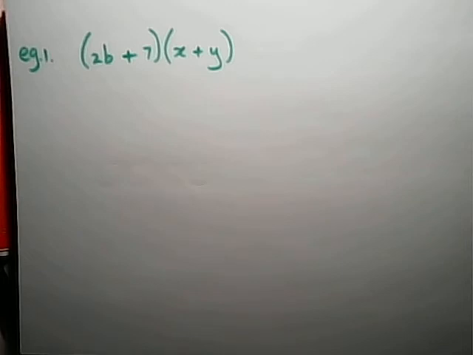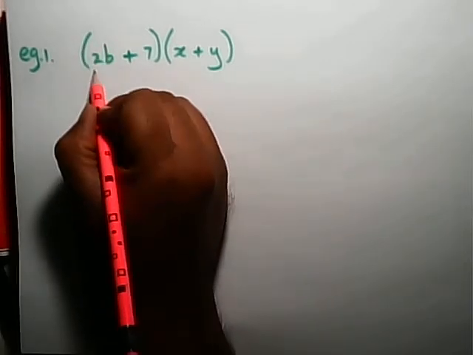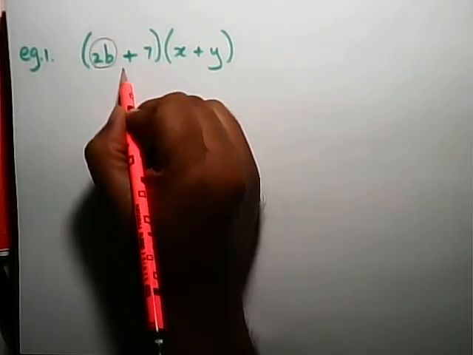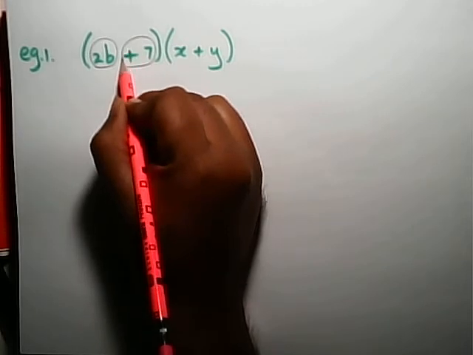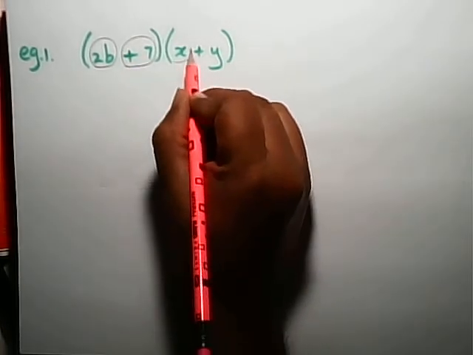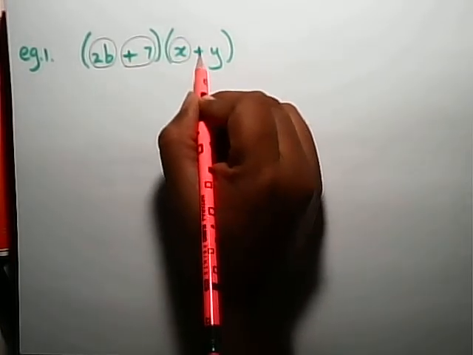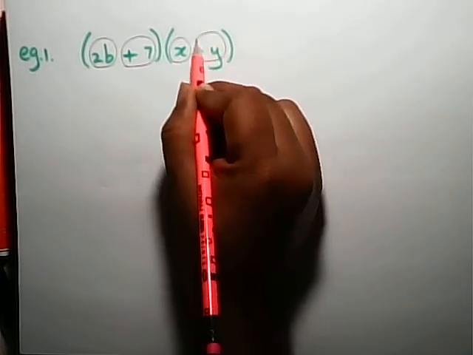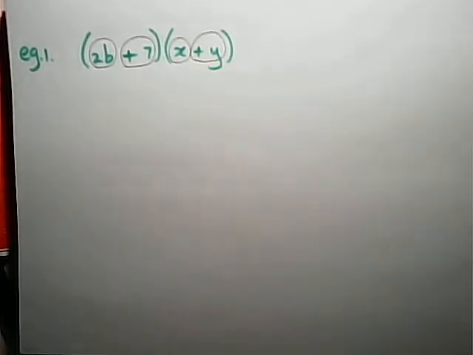For beginners, let's just circle the terms that we have so far. Those are our two terms. Remember, this plus belongs to the y, not to the x. Each term has a sign in front of it. So that's our two terms, and our other two terms.